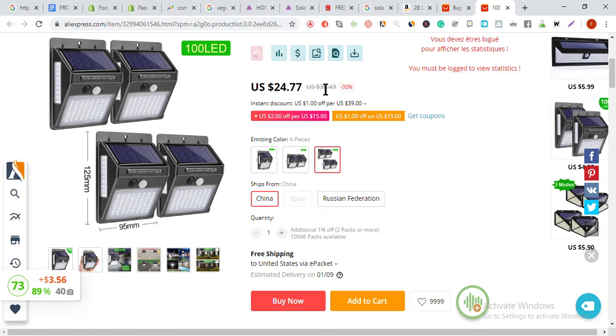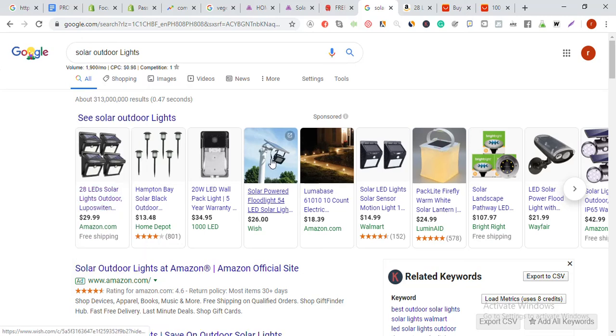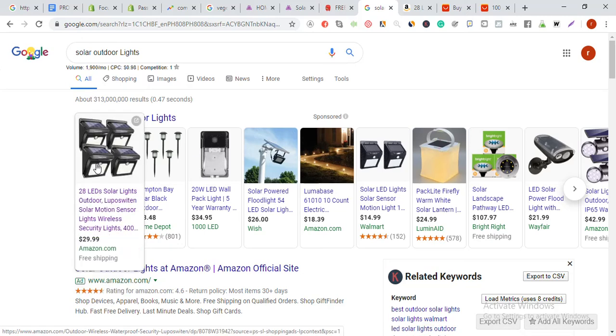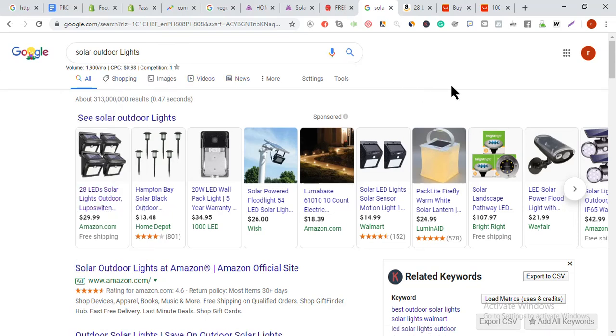So it's like 24.77. Maybe you can sell it for 49.99, or a little bit lower, 44.99, and you cannot compete with this seller here because it's too low. So what will be your chances? If you're going to win the bid, probably yes. How much will be the bid though? We don't know. Oh, okay, so 0.98 cents.